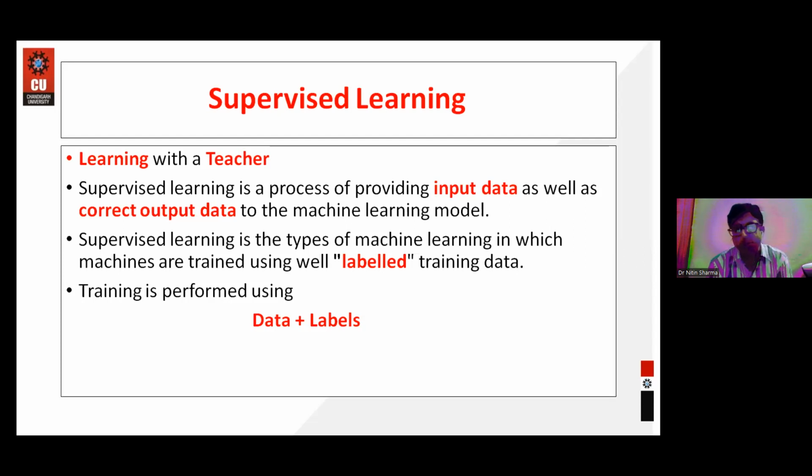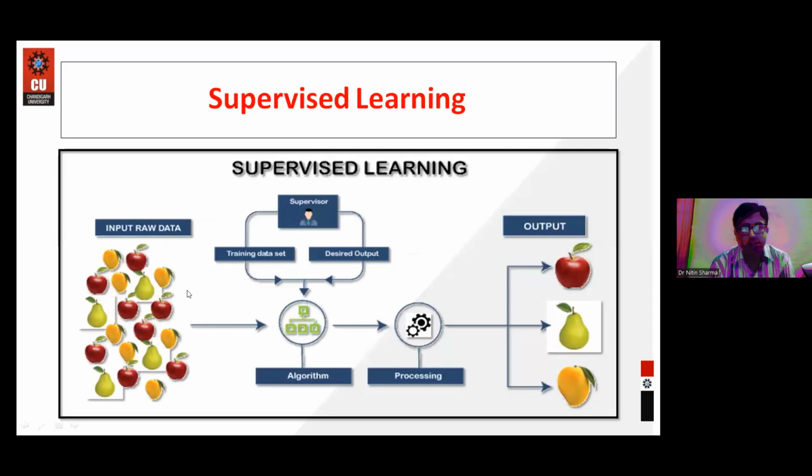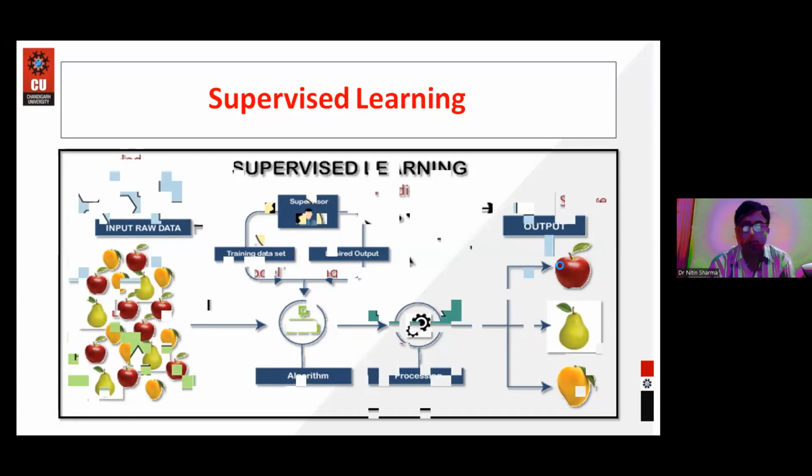Now from this picture, you can see in supervised learning we have input raw data and a supervisor, which during the training process trains the algorithm in such a way that whatever fruit is taken from here, it will also tell the desired output during the training part. And once the process is completed, it is trained. During the testing part, if we give any fruit here, it will be able to recognize. It will be able to tell whether this is an apple or a pear or a mango.